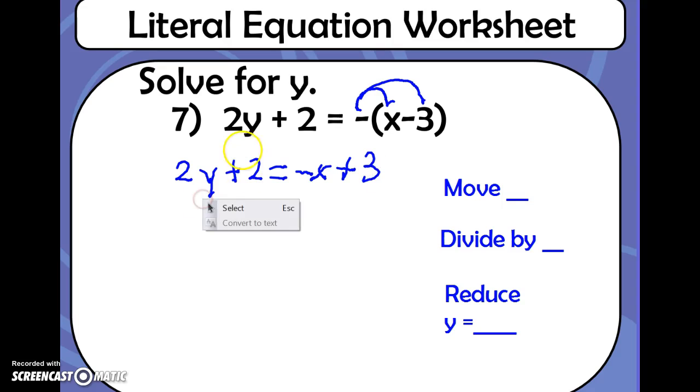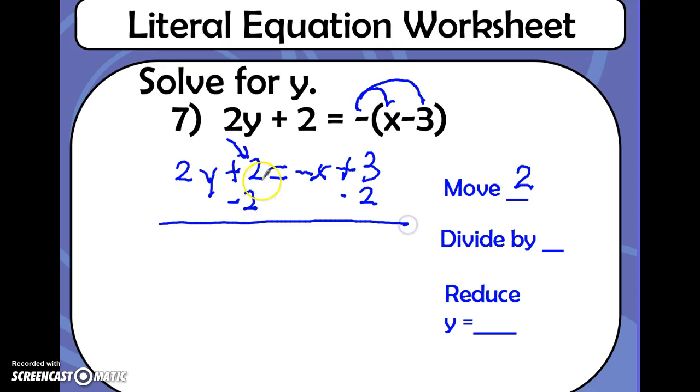So since we're solving for y, we're getting rid of this 2 right here. And we move that 2 by taking its inverse, which is -2 on the left and -2 on the right. That gets rid of 2. Solves partly for y. We have 2y equals -x, and we're adding 3 minus 2. It's actually 3 minus 2, which is 1.